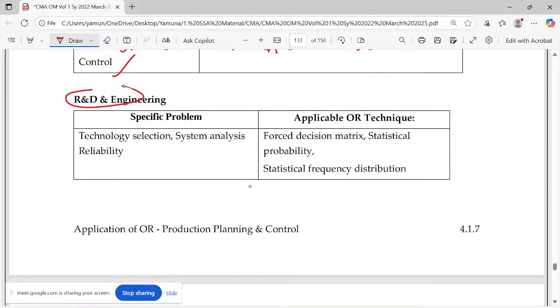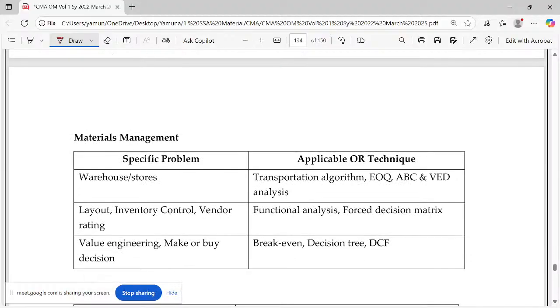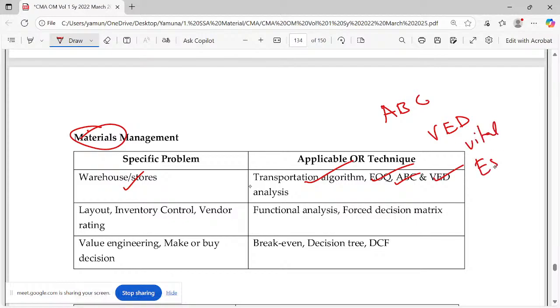When you talk about R&D and engineering, when the problem is related to technological selection or system analysis, you will apply the force decision matrix technique or statistical probability or statistical frequency distribution technique. On the materials management side, if the problem is about warehouse or storing, we'll talk about transportation problem, EOQ, ABC analysis, vital essential decision analysis. You know ABC: which one has to be given more importance? ABC analysis. VED is vital, essential, desirable: which is vital, which is important, which is essential.